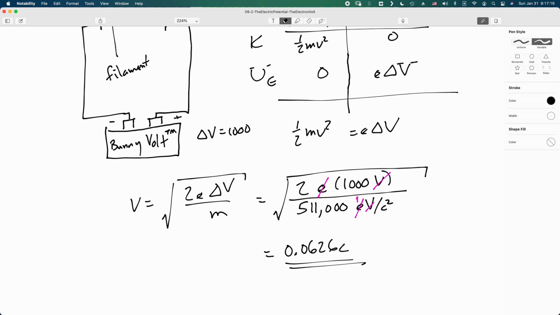Alrighty, so in the next video, we're going to go and take a look a little bit more at the relationship between electric potential and electric field, and the working example we will use for that is a parallel plate capacitor.